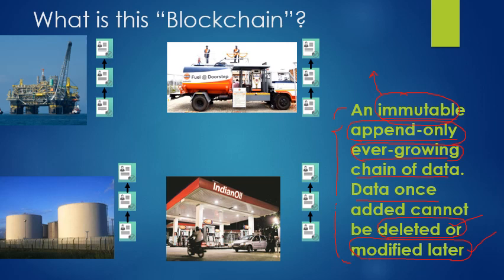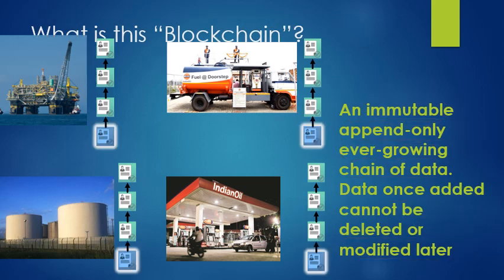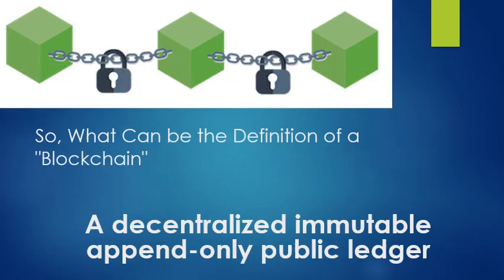So every individual player maintains their copy of the blockchain. Again, I will repeat what a blockchain is. A blockchain is an immutable, append only, ever growing chain of data. Data once added cannot be deleted or modified later. So we can say a blockchain is a decentralized, immutable, append only public ledger.